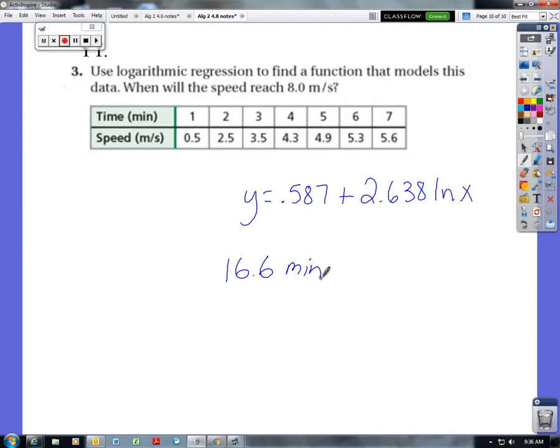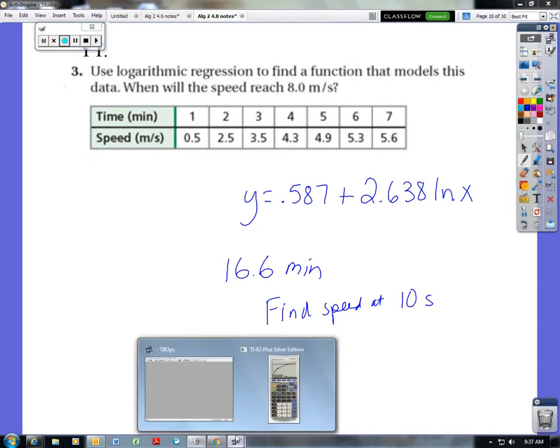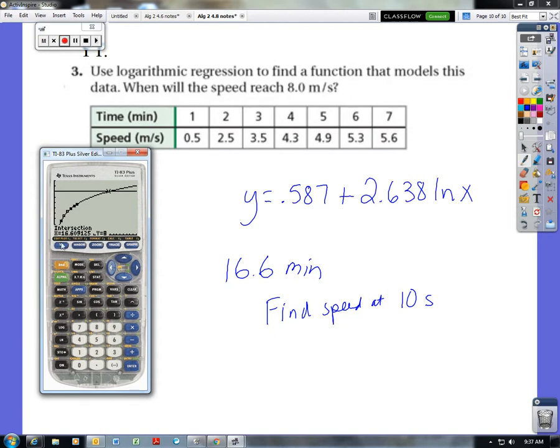Now one thing, none of these questions gave you an x and asked you to find a y, but let's just review in case they did. Say they said, find the speed at 10 seconds. Then, just to review that, let's go to y equals and clear this off because we don't need that anymore because we're answering a different question. What you could do is you could go to your table or you could do value. So you could press graph and then you could do value, which is second trace, and value is the first one.